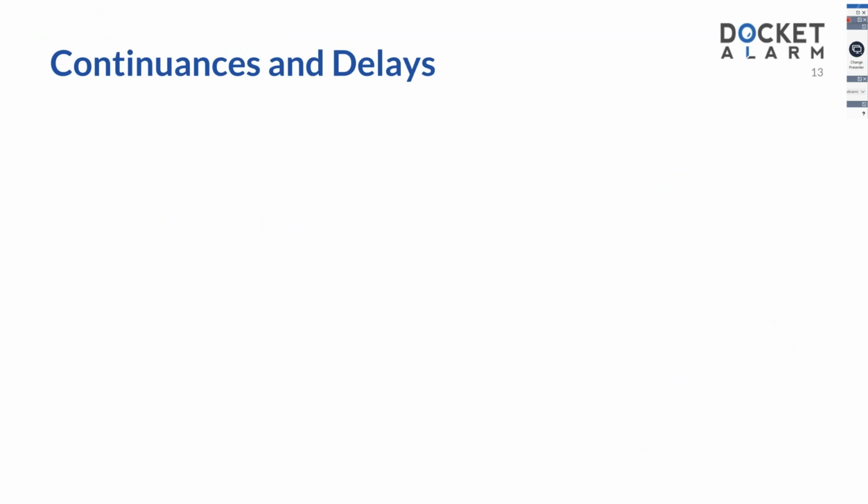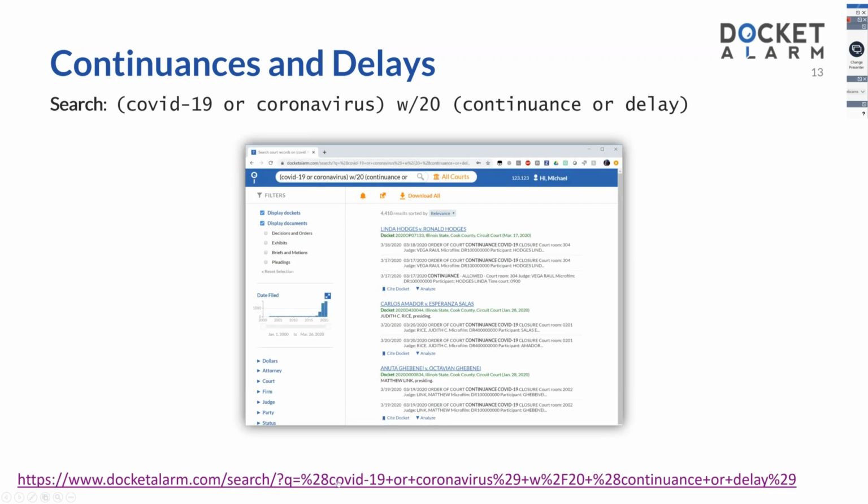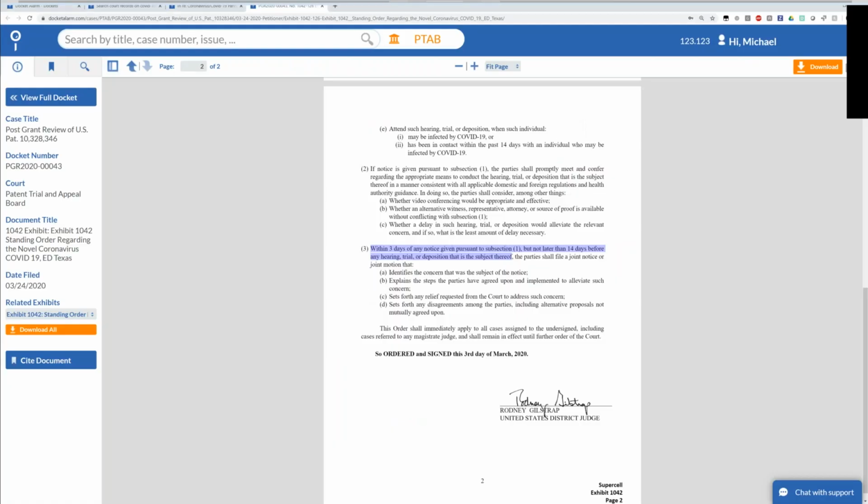In addition to standing orders, pretty much every single litigator in the country who has a trial or a hearing coming up probably asks for a delay. I mean, we've seen thousands of them. So we can actually search for these as well. What I've done here is I've crafted a search. We're going to look for COVID-19 or coronavirus within 20 words of continuance or delay. And let me just click on that. Hopefully it pops up this time. Nope. I don't know why the searches don't want to come up in PowerPoint, but that's quite all right. We can just do it here.